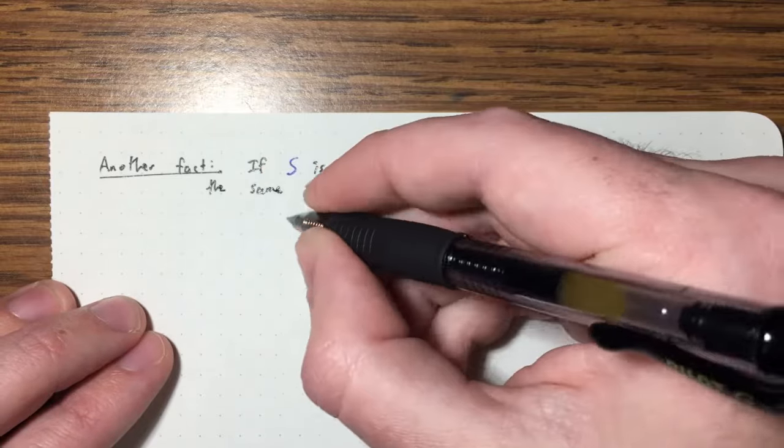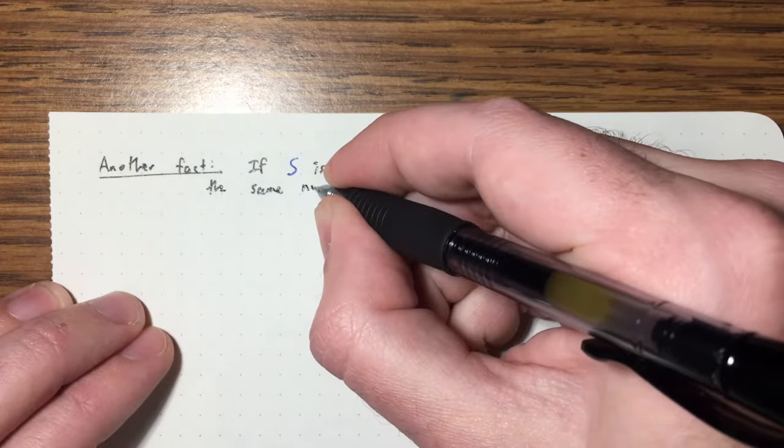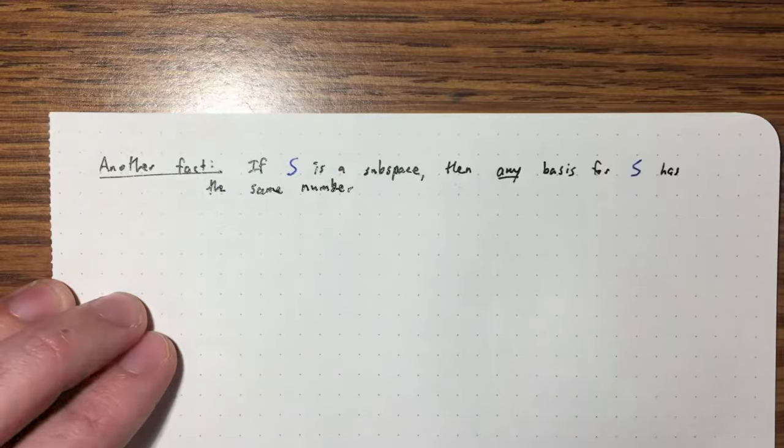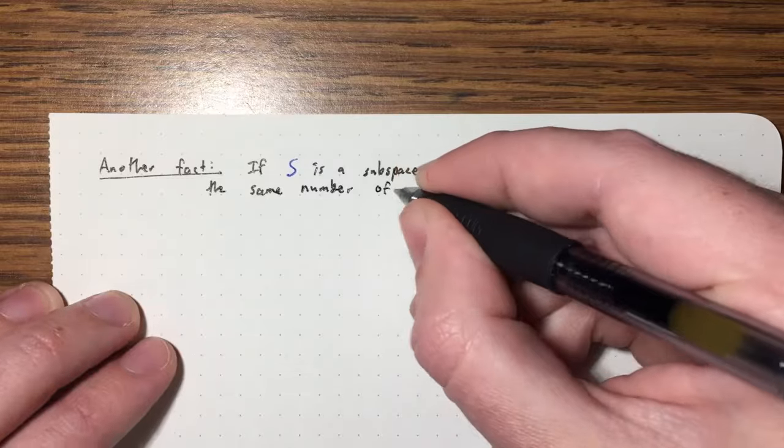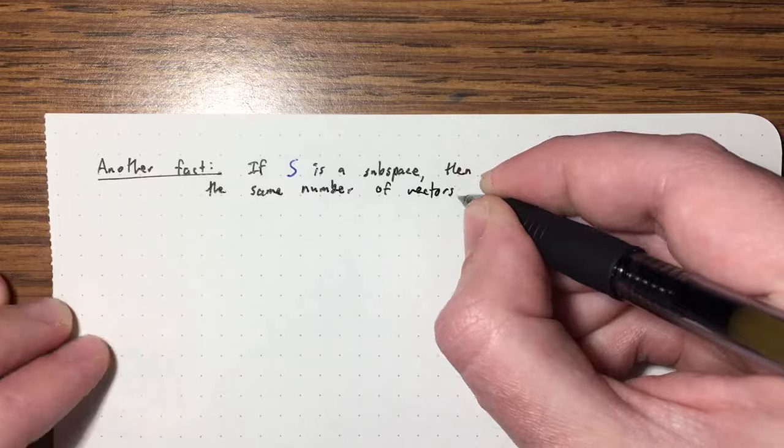And that should make sense intuitively, but it's a little bit tricky to prove. But any basis should have the same number of vectors.